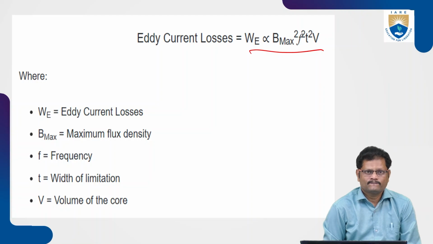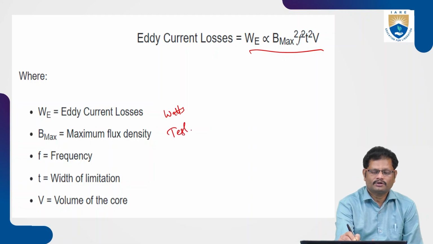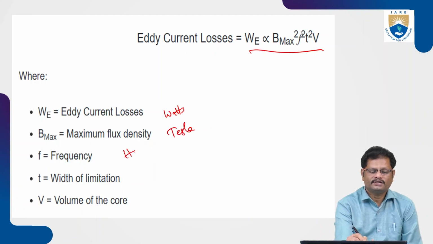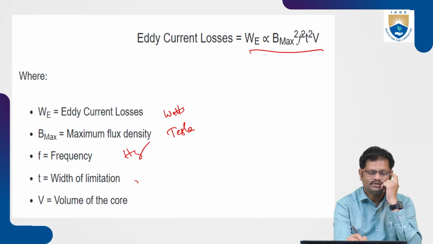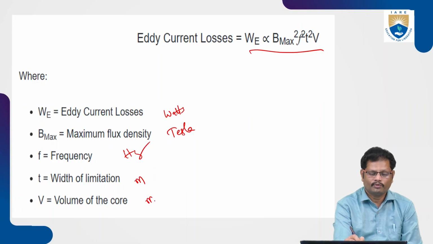So, here W is the eddy current losses, Bmax is the maximum flux density in Weber per meter square (Tesla), f is the frequency in Hz, t is the width of the lamination in meters, and V is the volume in cubic meters.